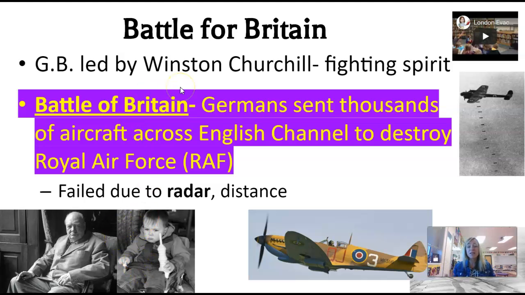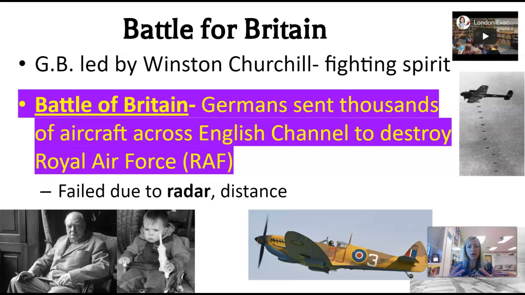But Churchill is this guy who is really fierce. He has this fighting spirit. He is bound and determined to not give in. The Battle of Britain is when Germans are going to send thousands of aircraft across the English Channel to try to, in a way, sort of use blitzkrieg, try to soften up Britain.